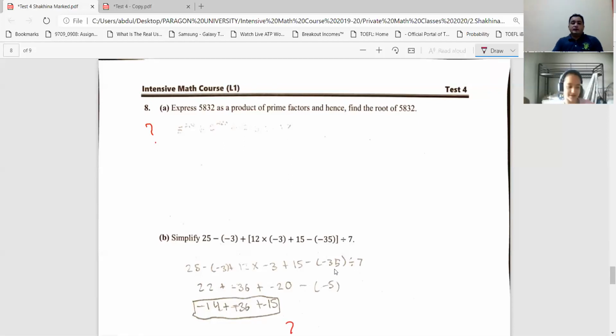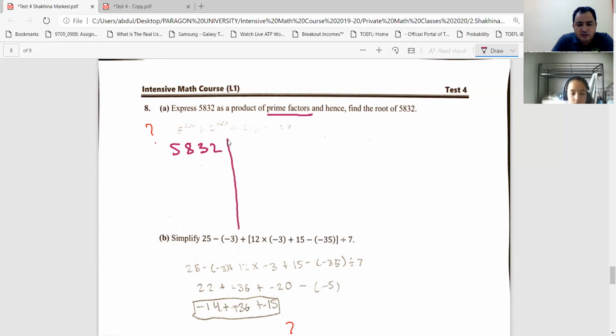Hold on. Shahina, look here. It says the product of prime numbers, right? To do this one, if you remember, we need to divide this by prime numbers. 5832, divide by 2, we have 2916, 1458, divide by 2, here we have 729.